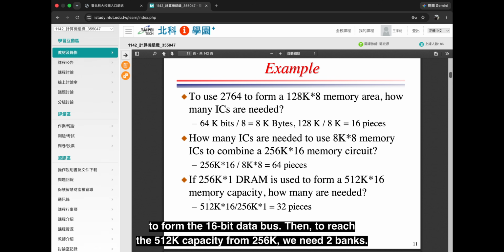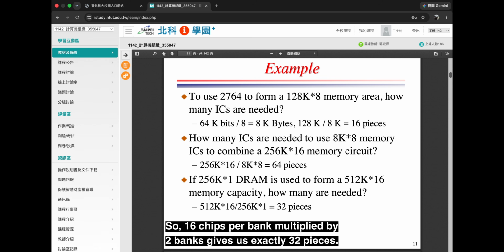Then, to reach the 512K capacity from 256K, we need 2 banks. So, 16 chips per bank multiplied by 2 banks gives us exactly 32 pieces.